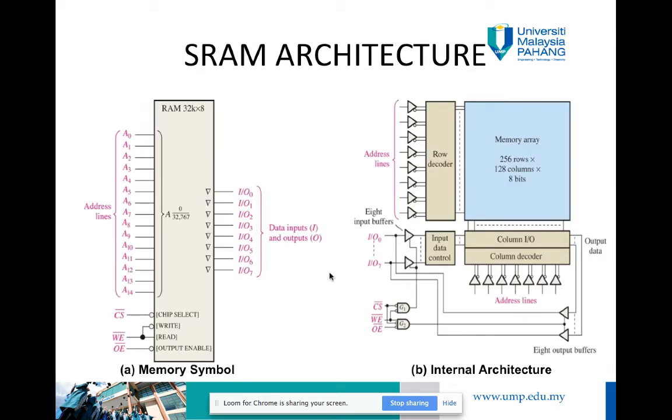So this is the logic circuit for the SRAM. You can see here the address line input and output, data input and output. And then these are the chip select, write, read, and also output enable. And this is the internal architecture of static RAM: address lines, row decoder, memory array, 8 bits, input data control, column I/O, column decoder, output data.